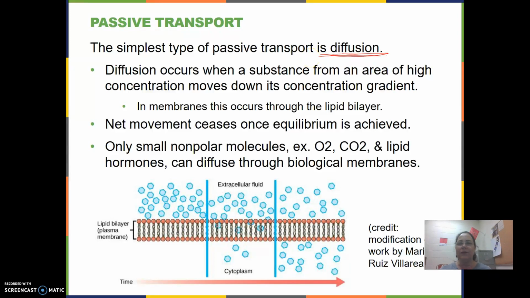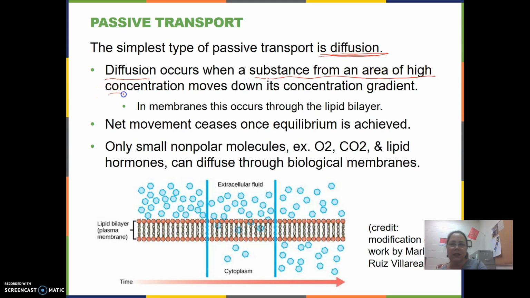Diffusion occurs even in other instances besides when we're talking about cells. If I spray perfume in one area of the classroom, for example, the perfume is going to diffuse all the way to all areas of the classroom. So the students on the front row will smell it first, but then the students on the back row may start to smell it after a certain amount of time, because the molecules are going to diffuse until they're equally dispersed throughout the classroom.